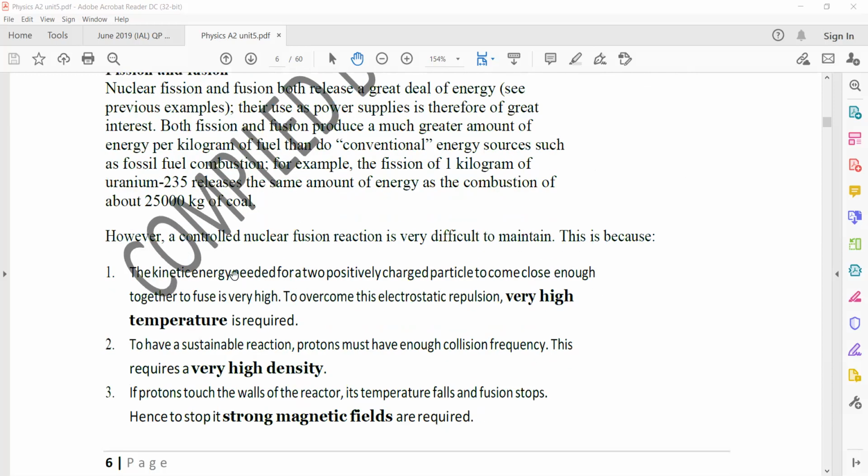So when we compare them, a controlled nuclear fusion is very difficult to maintain. What is the reason? It is the kinetic energy needed for the two positively charged nuclei to come closer to each other, so you have to supply high temperature to overcome that. And to have a sustainable reaction, protons must have enough collision frequency. Definitely these reactions, whether fission or fusion, will stop once we have iron. And the presence of iron on Earth as well as in outer space shows that they already underwent nuclear reactions.